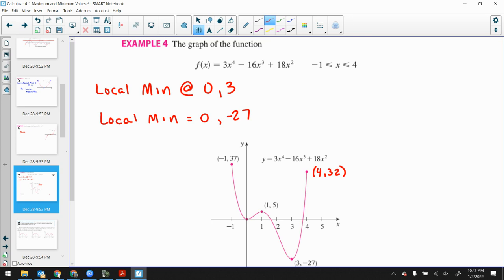Let's identify the local max. Where's the local maximum? Just at 1. Are the endpoints local maximums? No. They can be absolute, but they cannot be local. So we say just at 1, and it equals 5.